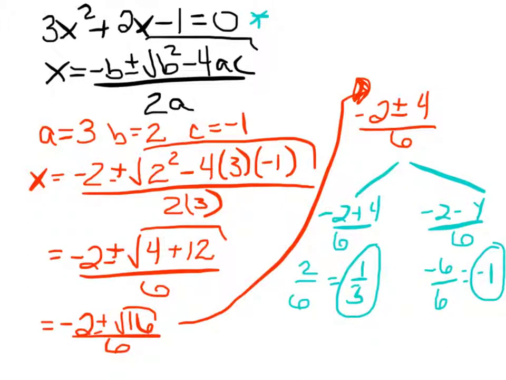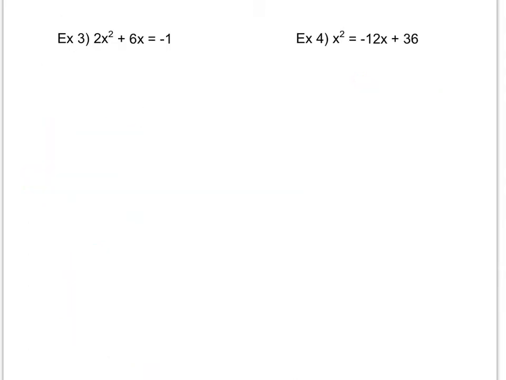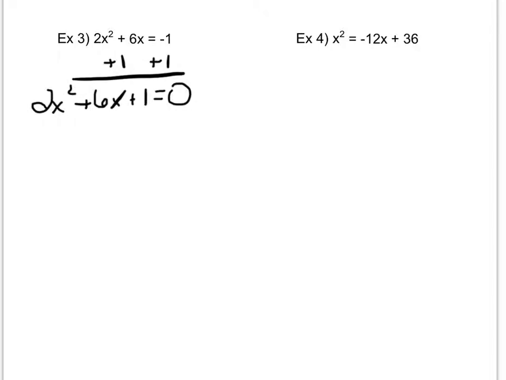Moving on to the third example. If I now look at example 3, the first thing I notice about example 3 is with this -1 over here, I am not in standard form. So the very first thing I'm going to do before I decide which method to use to solve it is going to be to add 1 to each side to make sure that I am in standard form, giving me 2x squared plus 6x plus 1 equals 0.